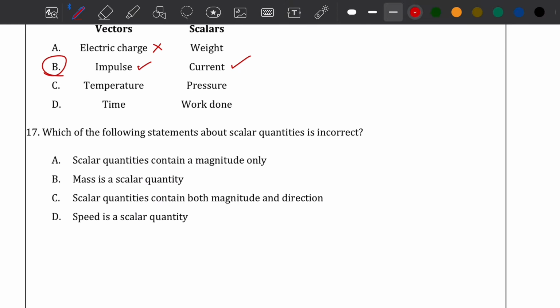Which of the following statements about scalar quantities is incorrect, not correct? Scalar quantities contain a magnitude only, that's correct. Mass is a scalar quantity, yes. Scalar quantities contain both magnitude and direction, that's wrong. So C is our answer.